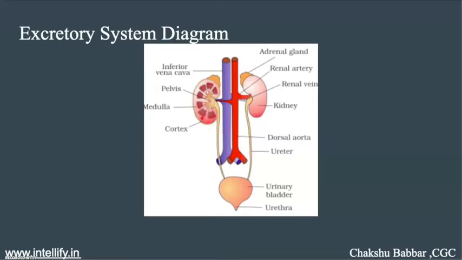This is the cortex. This is the medulla. This part is called the pelvis. This is the tube-like structure which connects the kidney and urinary bladder. It is called the ureter. These are two bean-shaped kidneys. The part above the kidneys is known as the adrenal gland. This is the urinary bladder. Here urine gets stored. This is the urethra. It is the opening through which urine is excreted.